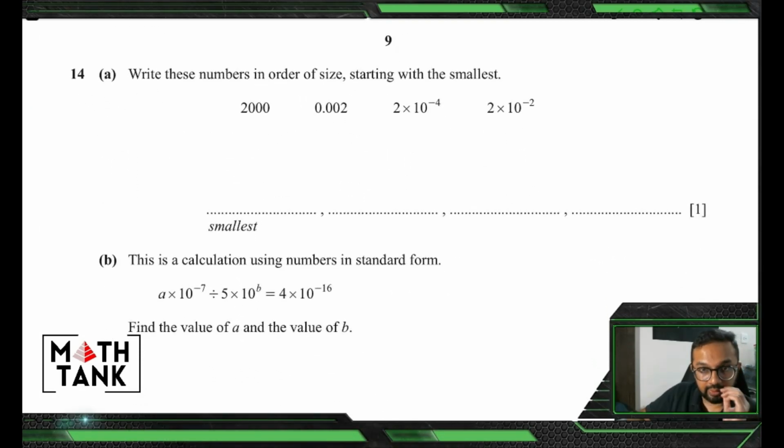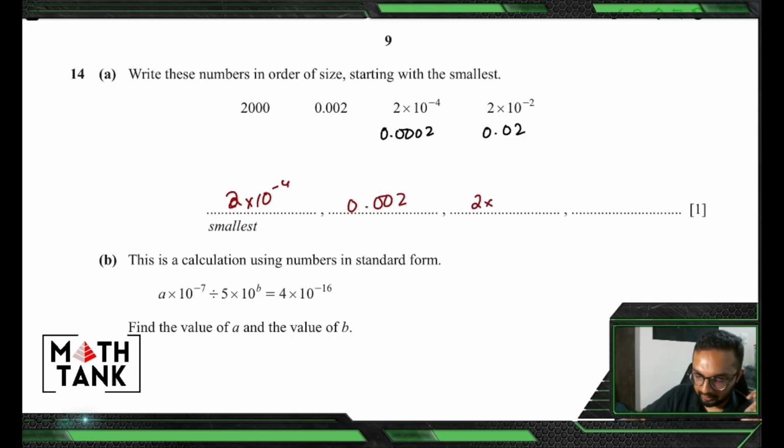So this one is about arranging them from the smallest to the largest. Again, I'm going to do the same thing that I did earlier in the question. Change this to numbers. So if I'm starting with the smallest, 2 into 10 power minus 4 is the smallest. Then it's 0.002. Then it's 2 into 10 power minus 2, and then 2000.